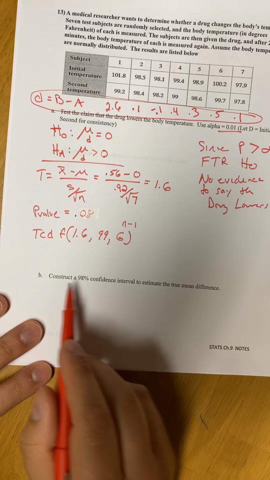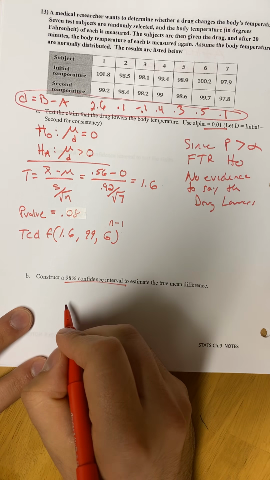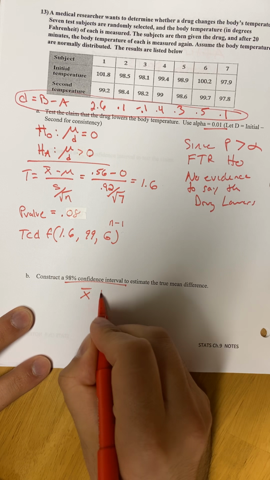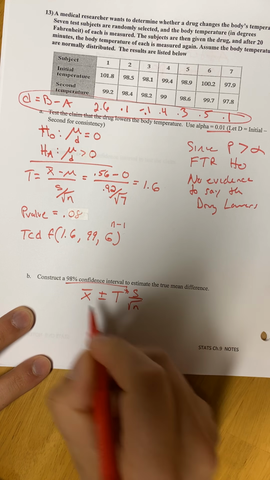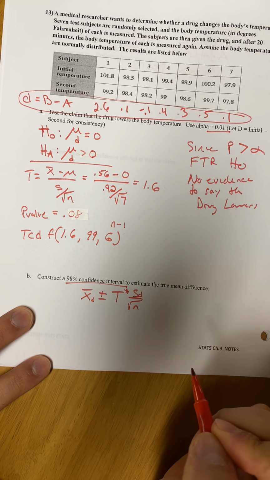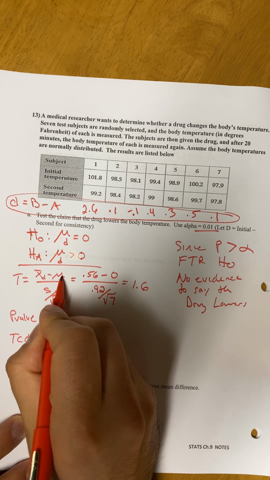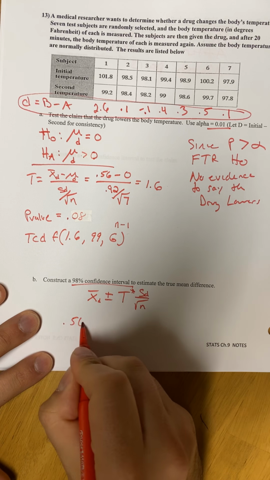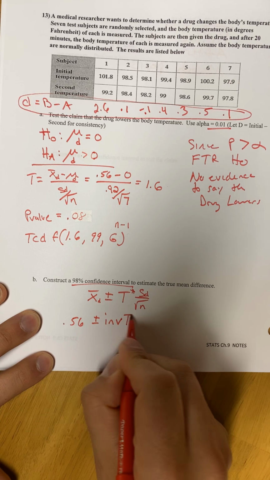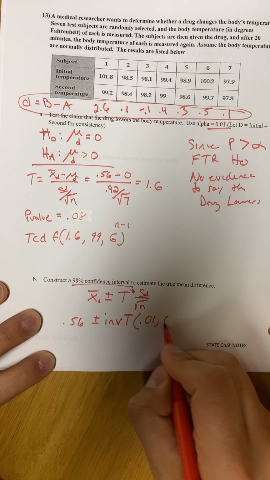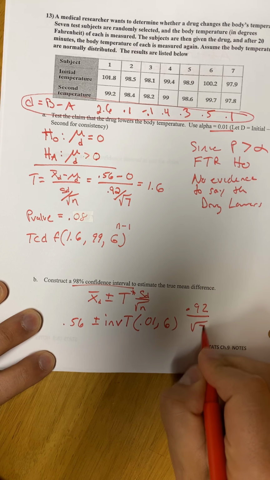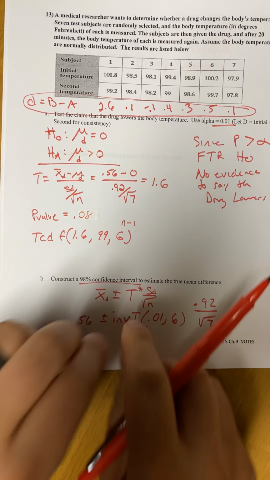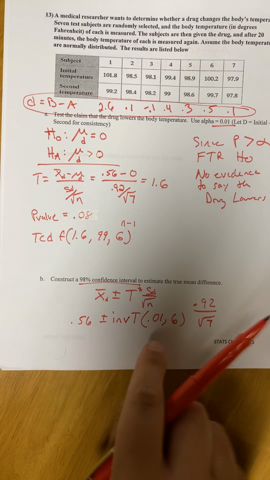So if I had to do, let's do a 98% confidence interval, it's just like the confidence interval from before. Sometimes they put D's here so that you know it's a matched pair situation, but it doesn't matter. So x bar, 0.56, plus inverse t of 0.01 with 6 degrees of freedom, times s over radical 7. That's how we're getting that.